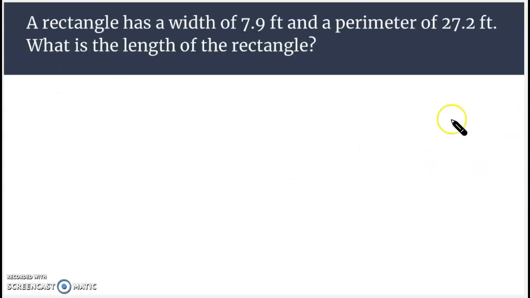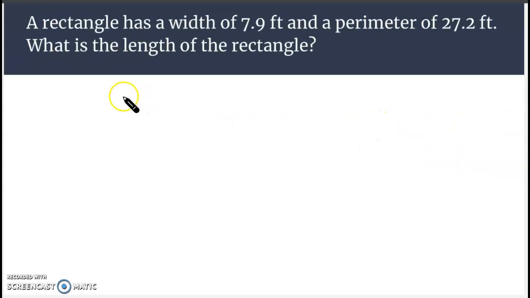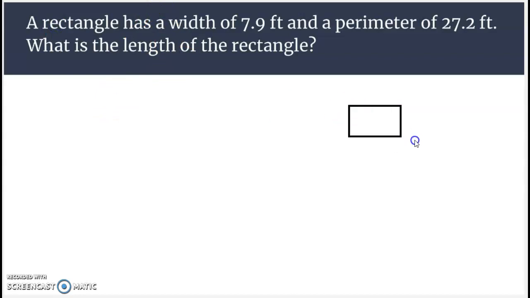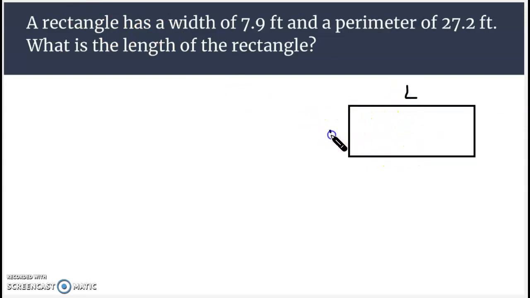It says a rectangle has a width of 7.9 feet and a perimeter of 27.2 feet. What's the length of the rectangle? Okay, well, think of a rectangle. This is a width and a length and a width. And apparently we don't know L, the length, but we do know the width. They tell us the width is 7.9.